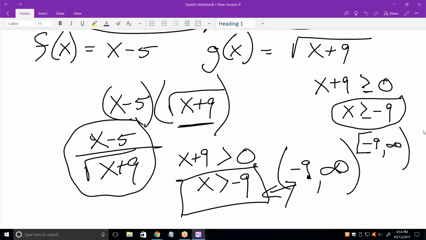In the one on the far right, the bracket means that it can be minus 9. Has to be greater than or equal to minus 9. The one on the left says it has to be between minus 9 and infinity, but it can't be minus 9. It's got to be greater than minus 9. And so that's why I use a parentheses here and a bracket there, because they're different. One is a greater than or equal, the other is just a greater than.